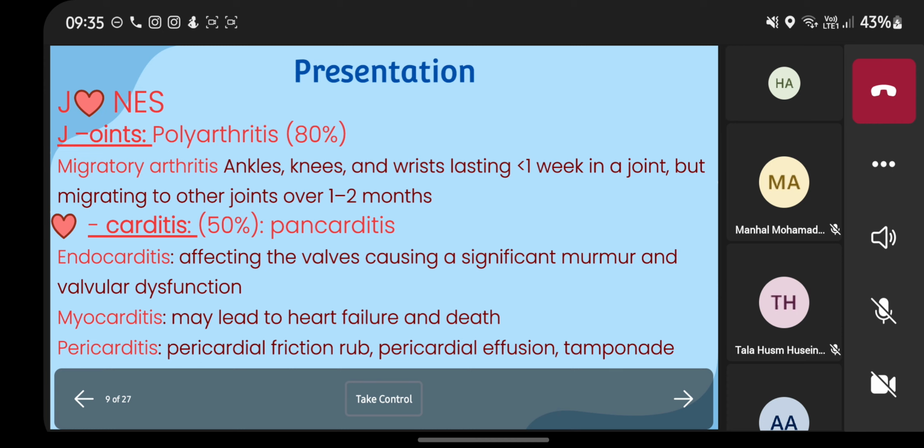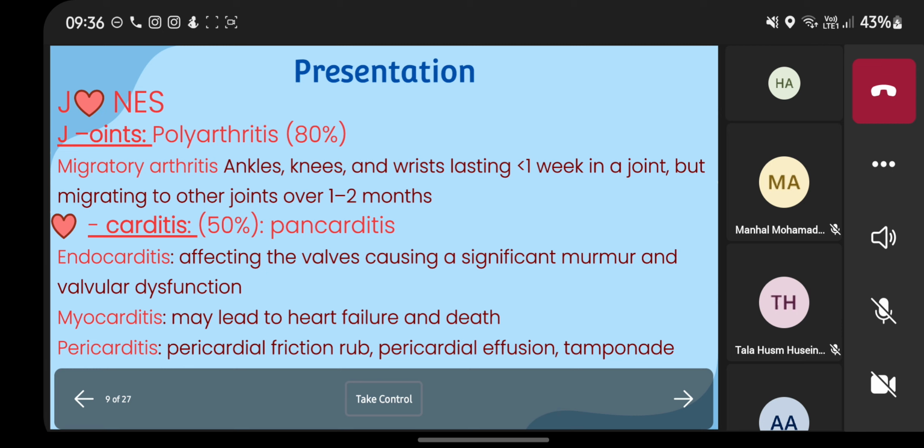For the presentation, we have one of the common criteria, the Jones criteria, which is elaborated by several letters: J, O, established by the heart shape in here, N, E, and S. For J, we have joint, particularly polyarthritis, and it's manifested as migratory arthritis.